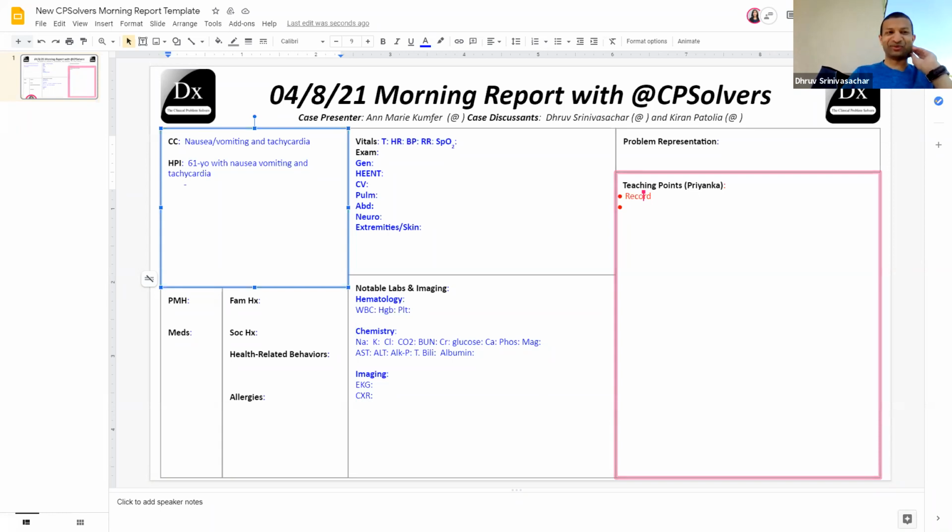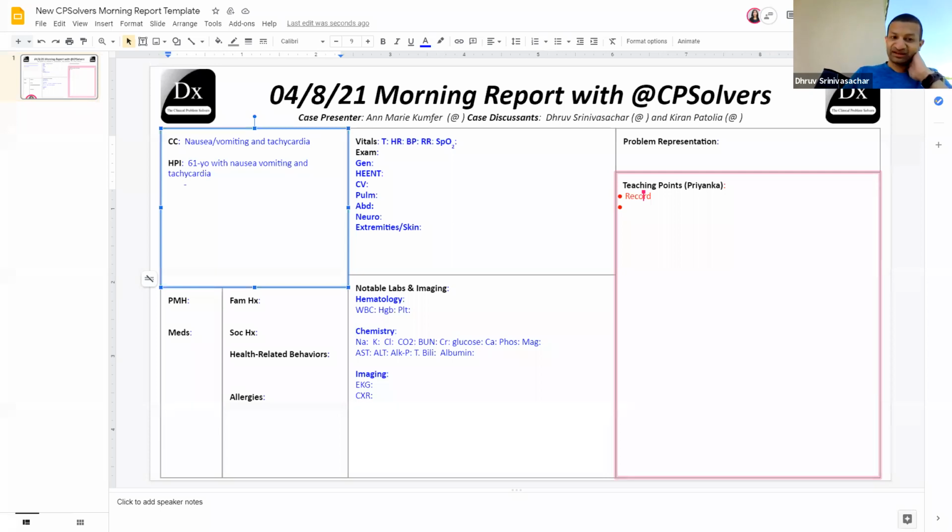COVID is always on the differential, although I do have to ask, Anne-Marie, was this case pre or during COVID times? This was during COVID times. Okay, so yes, COVID is on the differential. Always on the differential when we have very non-specific syndromes.